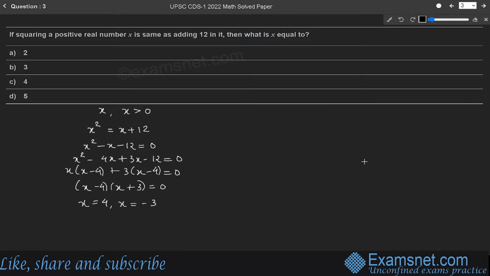But we know that x is greater than 0. It means that it cannot be negative. So the correct value for x is equal to 4. So the correct option here is option C, which is x equals 4.